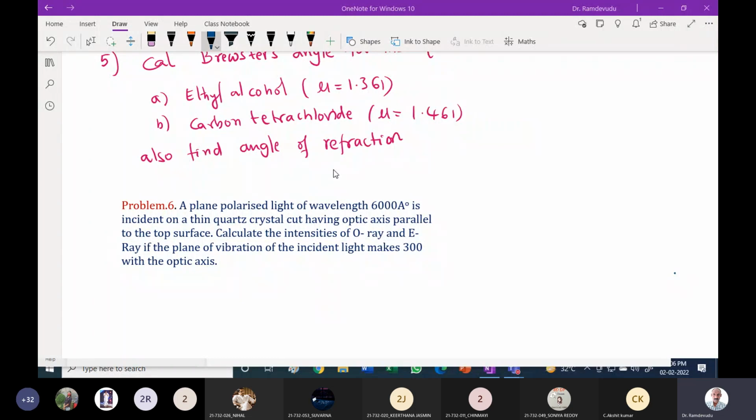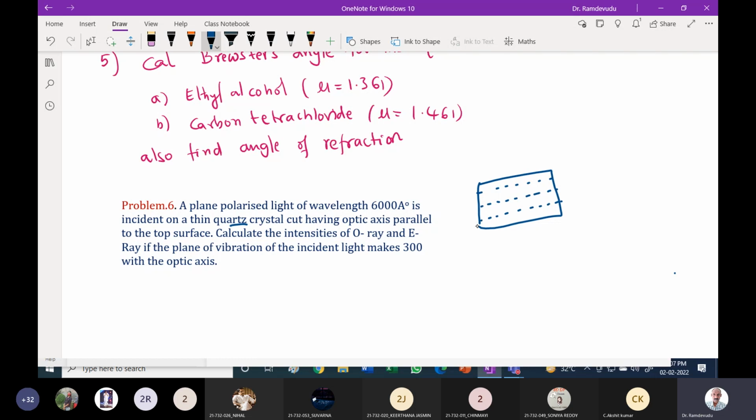A plane polarized light of wavelength 6000 angstroms is incident on a thin quartz crystal cut. Here they are using a quartz crystal, not a calcite, having the optic axis parallel to the top of the surface. If this is the crystal lattice, the optic axis is on the top of it. Any line parallel to the optic axis is also an optic axis.